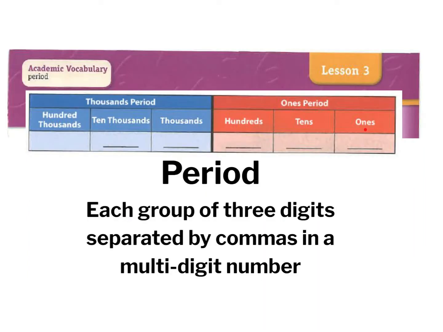So we saw this chart yesterday and you might have noticed that there are some labels at the top and they put it in different colors. So what they're talking about here is the ones period and the thousands period. That means each group of 3 digits separated by commas in a multi-digit number. So if we were going to put a comma in the number, it would go in between here. That sections off this red section, which is the ones period, and also the thousands period.